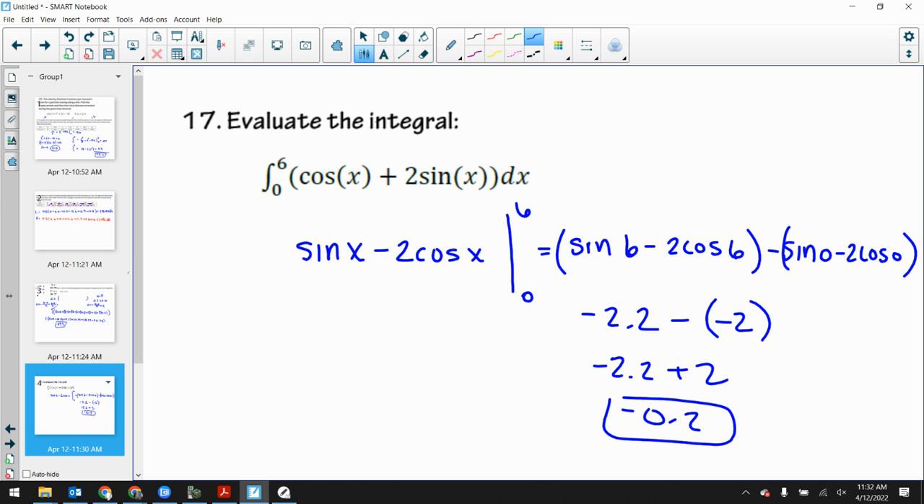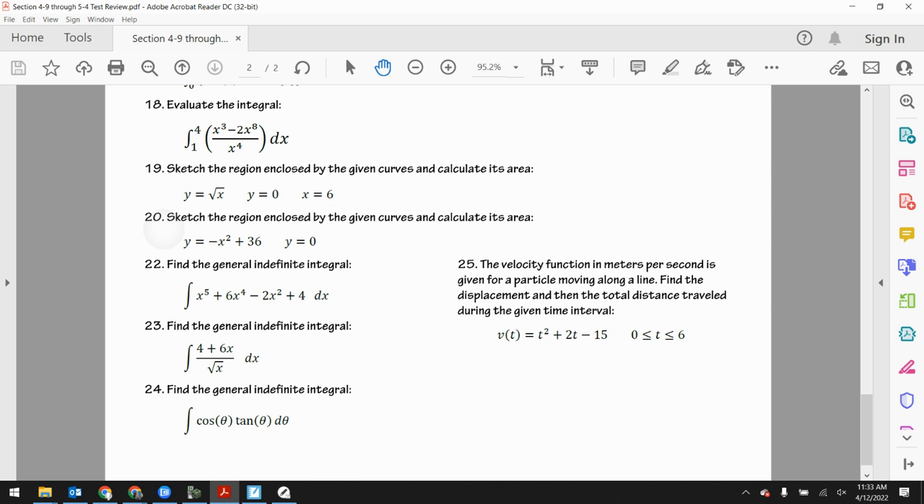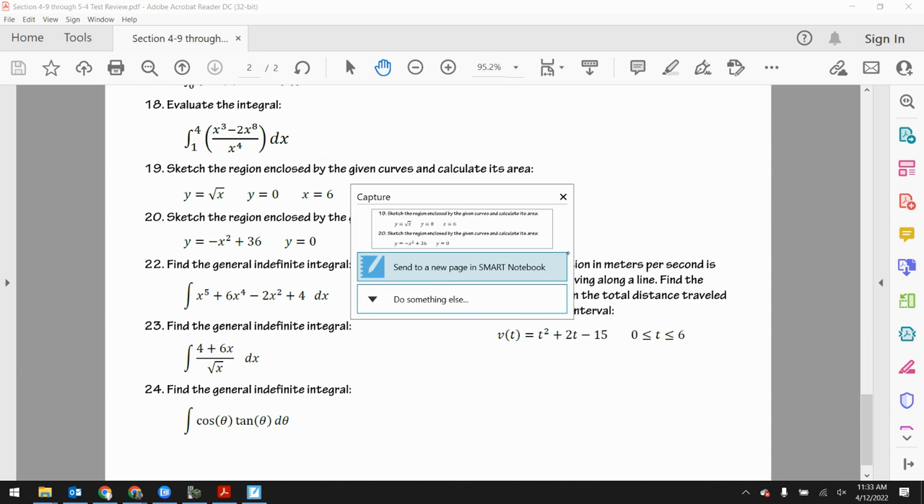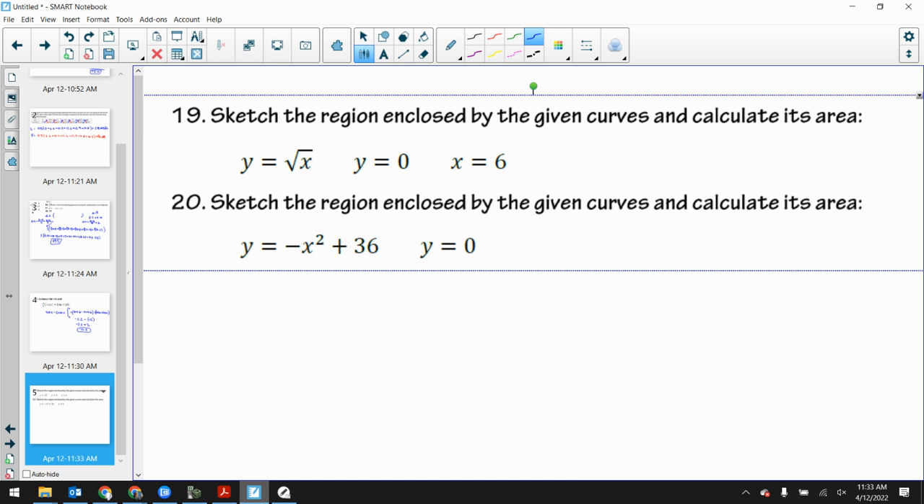19 and 20. They're both kind of similar. Let's do 19 and 20 real quick. All right. Sketch the region enclosed by the given curves and calculate its area. So first thing, we've got to sketch. Here's 19. We know it's going to go from y equals 0 and x equals 6, right? So that basically means I'm going from my horizontal line, y equals 0, and my vertical line, x equals 6. So out here at 6, I'm going to put a boundary line.